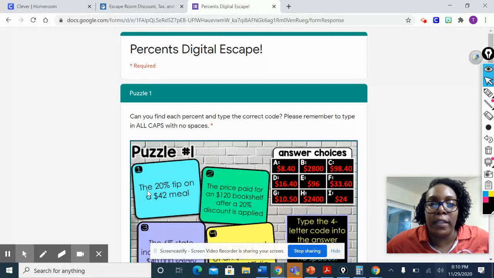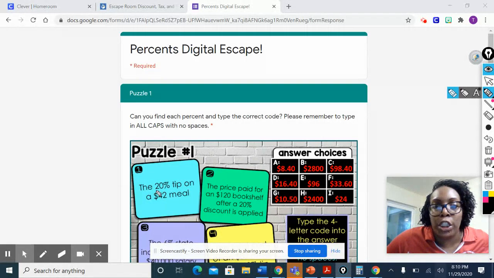All right, so the first thing is the 20% tip on a meal. So the first thing we're going to do, step 1, we're going to change this percent to a decimal. That's what we always do first. Let's go ahead and do that. So 20% as a decimal is 0.20.